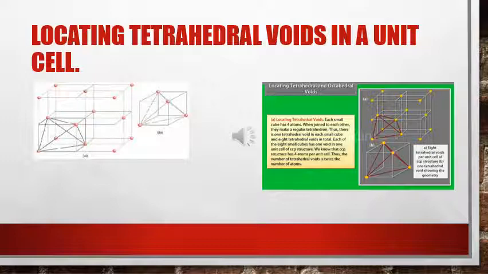Look at the separate unit crystal diagram. Now look at the three-dimensional diagram, the front simple cube and the back. When you join these two simple cubes, you will get octahedral voids. So when two tetrahedral voids combine, you will get one octahedral void.